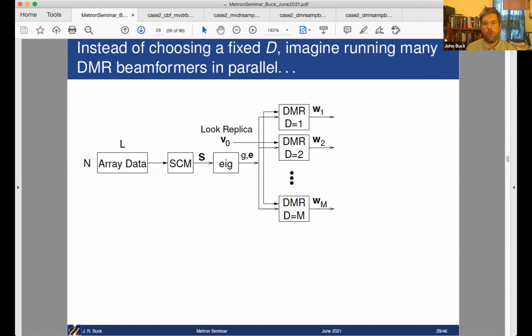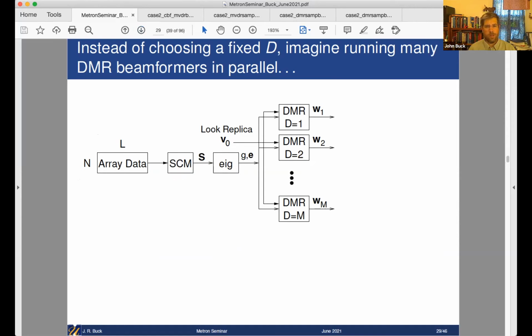Rather than assuming we know the right value of D, what if we ran all of them in parallel? So I said, well, what if I run the beamformer assuming there's 1 interferer, 2 interferers, up to some maximum number M. I'm going to run them all in parallel. Each one will give me a slightly different set of array weights.